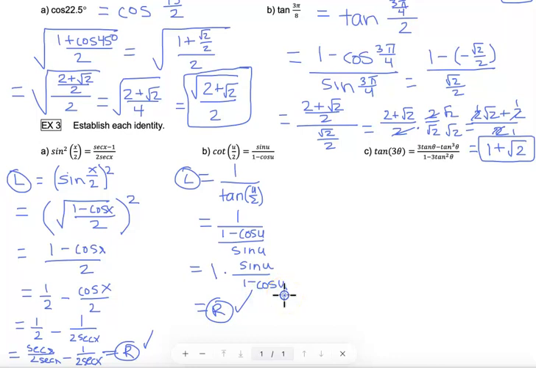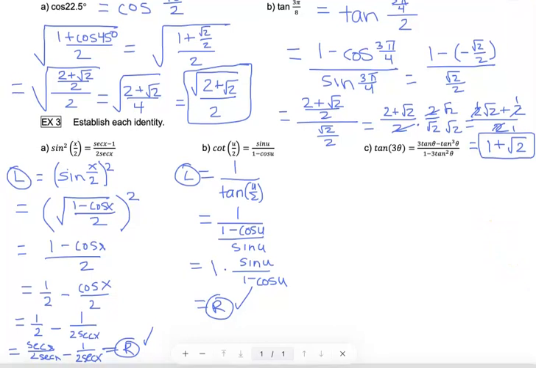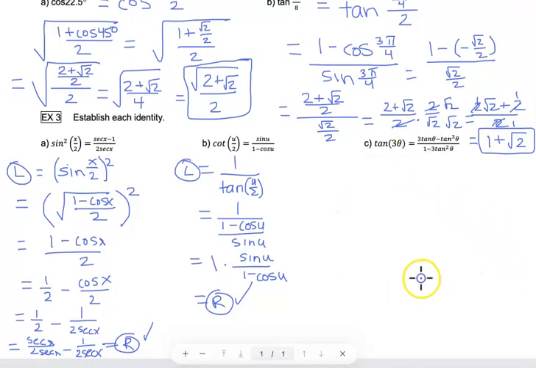So not too terrible. I feel like they're pretty standard, just using new identities, but nothing more complicated than what we've been doing. C is going to be a little more difficult because I've got that 3 theta in there. And so that's not a double angle. That is actually giving me 3 times an angle. So this one is going to require just a little bit of trickery.